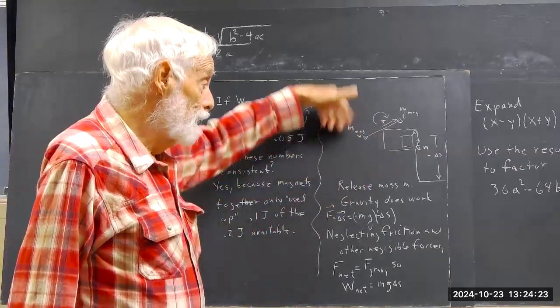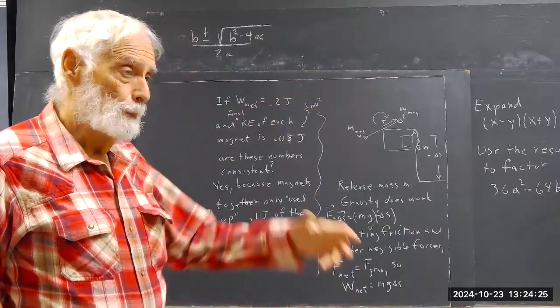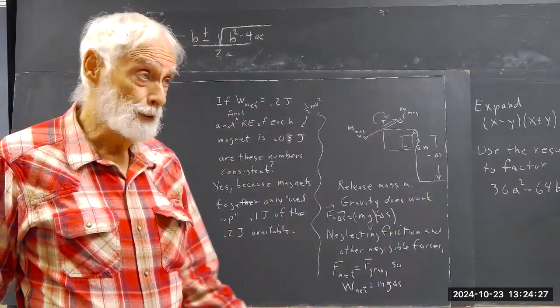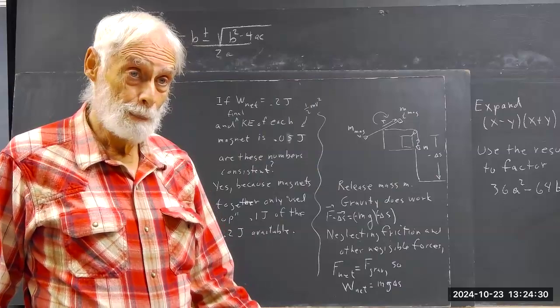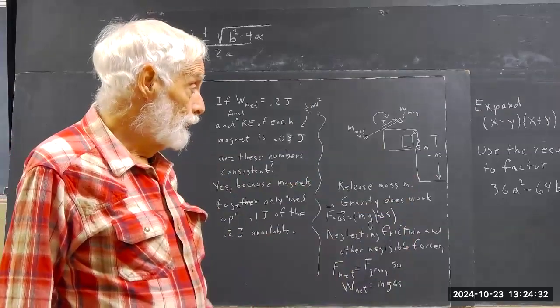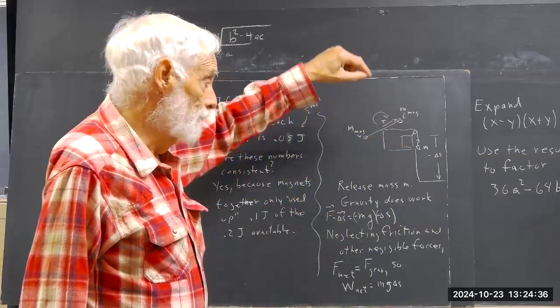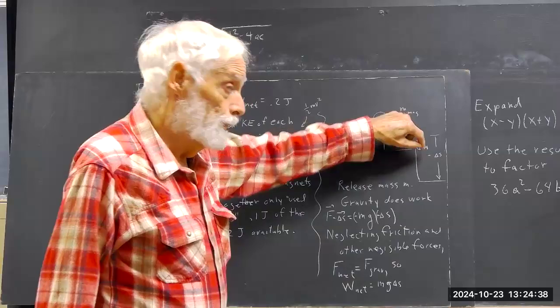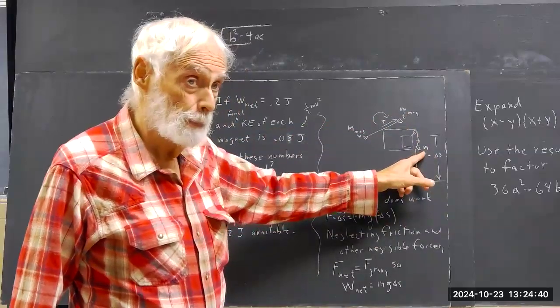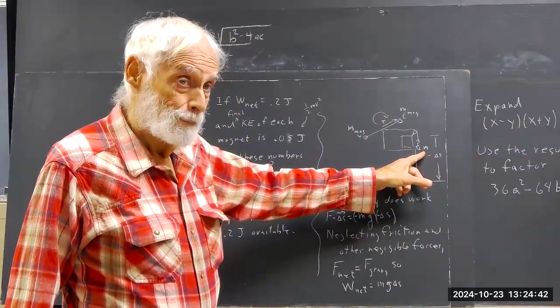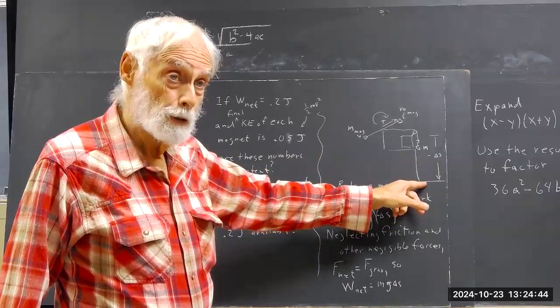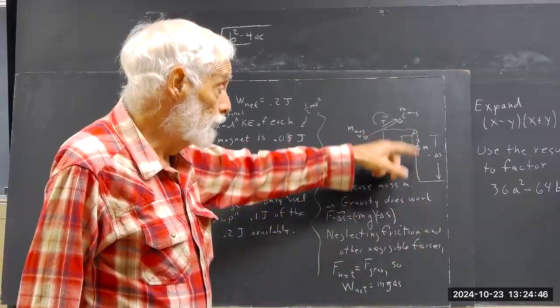And the magnets are probably moving at least 10 times as fast as it is. At the end, the magnets have at least 100 times the kinetic energy of this. So this is just going to have a little tiny bit of kinetic energy. Now, if it's a bigger mass, it'd have a little more kinetic energy. It'd be easy to calculate that.